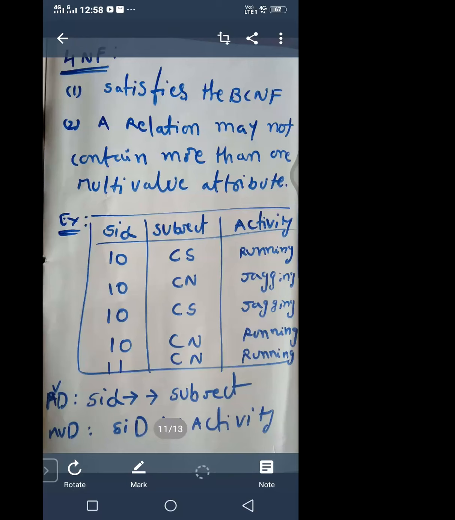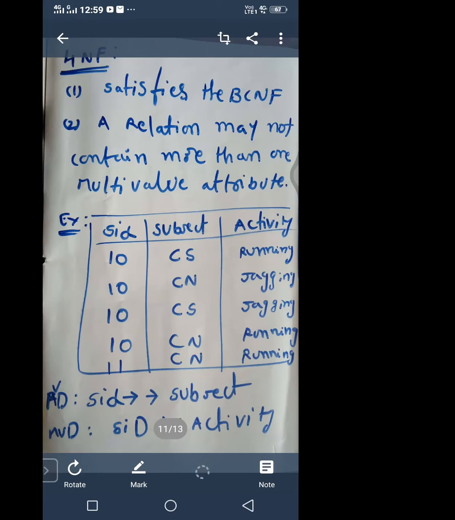In the case of fourth NF, it should first satisfy BCNF, and next, the case of multi-value attribute should not occur. If you observe the example here, 10 CS running. Here we are considering three things: student ID, subject, and activity.